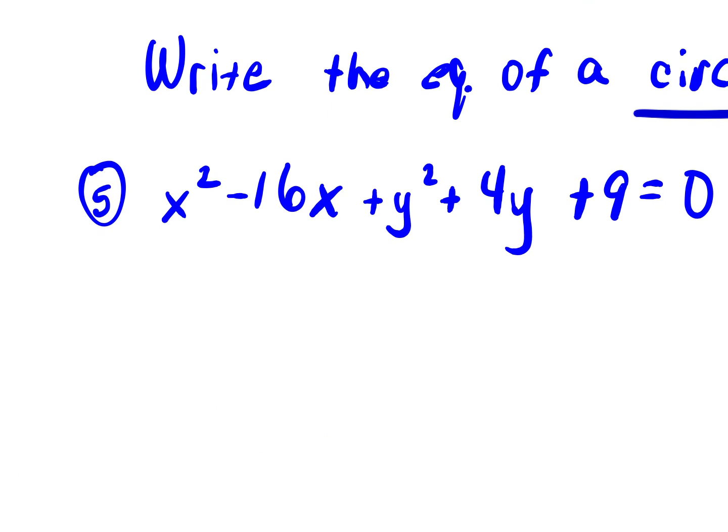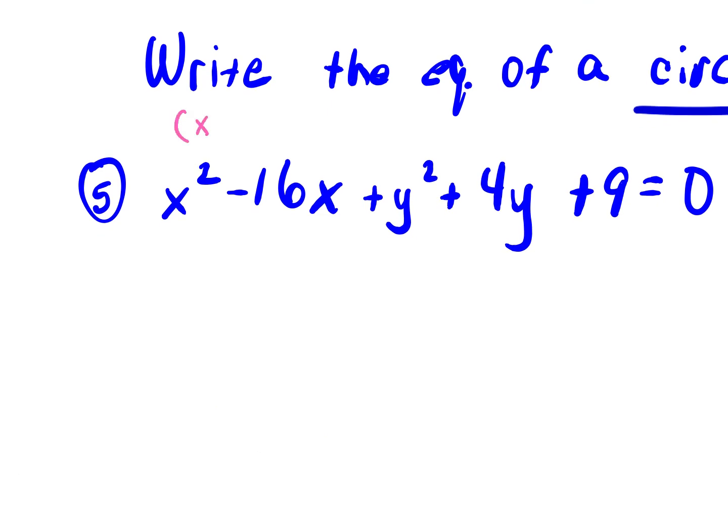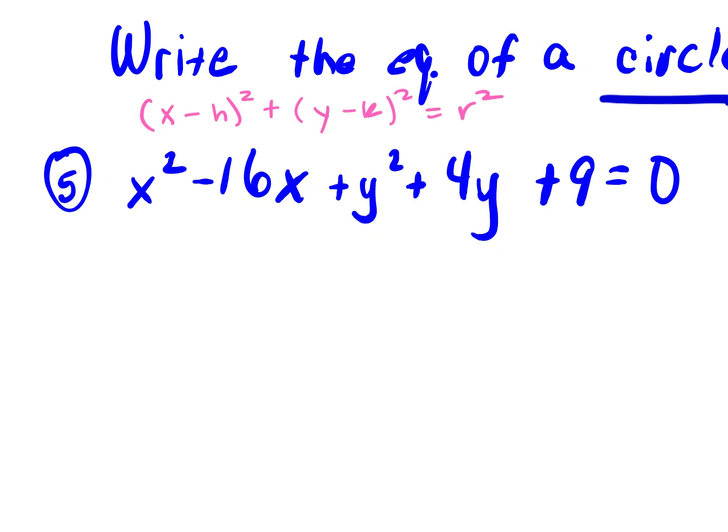So standard form of a circle is x minus h squared plus y minus k squared is equal to r squared. So I need to get this equation to look like this one. So what do I need to do? Complete the square. And subtract 9. So I'm going to move the 9 over to the other side, and then I'll complete the square.